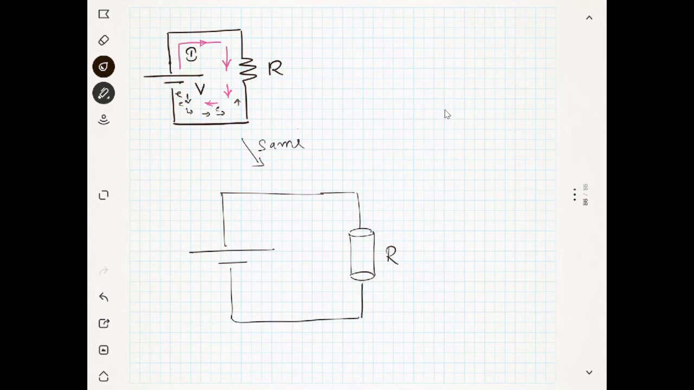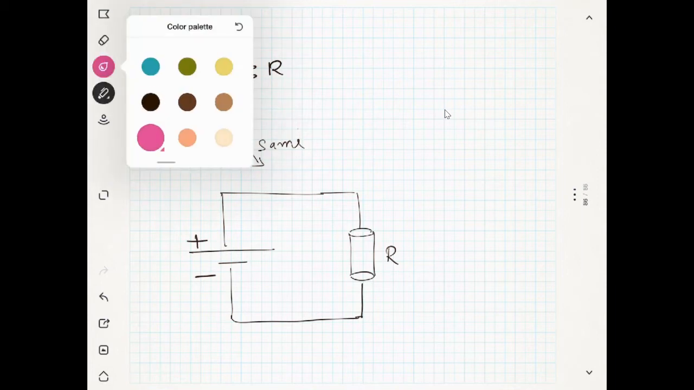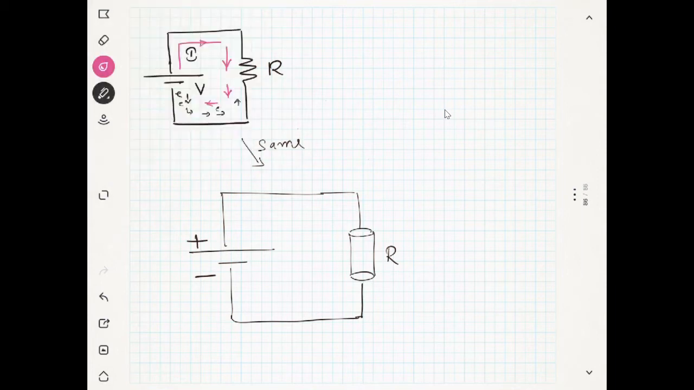And you have something like this. You know that this is positive and this is negative. You know the direction of the electric field inside the battery: if you have a positive charge and a negative charge, this is the direction of the electric field. So you have a positive polarity here and a negative here. So the direction of the electric field inside the battery will be like this. Got it?